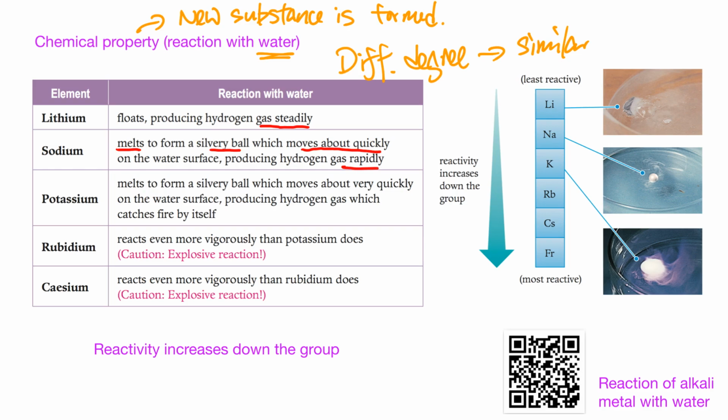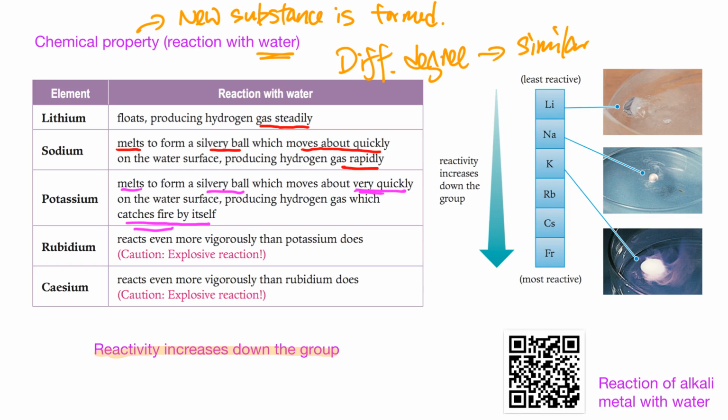While potassium will also melt to a silvery ball, it will move very, very quickly, and the gas produced will be very fast. Some of them may even catch fire by themselves. So you find that the degree of reaction increases when you go down the group. The very important concept is that the reactivity of group 1 metals increases down the group. The lower in the group, the more reactive it will be.